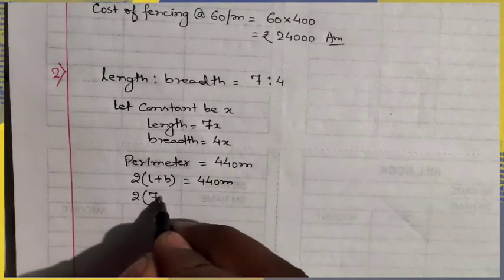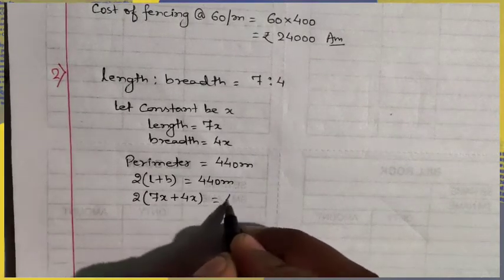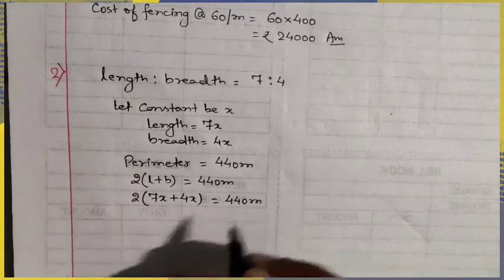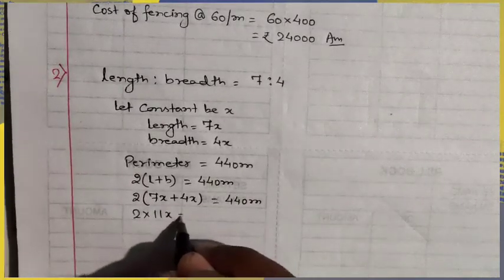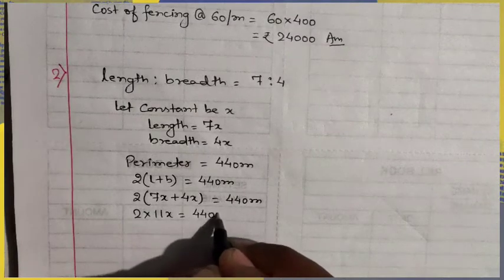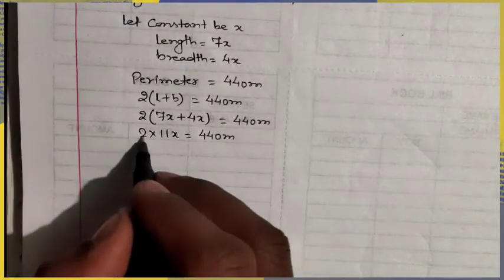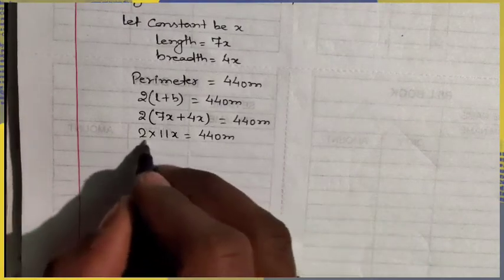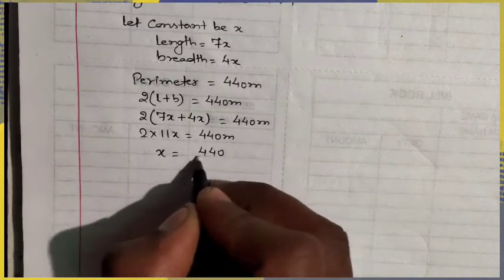Length, in place of length we will put 7x, in place of breadth we will put 4x, is equal to 440 meter. 2 into (7 plus 4), that is 11x, is equal to 440 meter. Now we have to calculate the value of x. So we will send 2 and 11 to RHS. Both are in multiplication. When they come this side, it will be in division form.